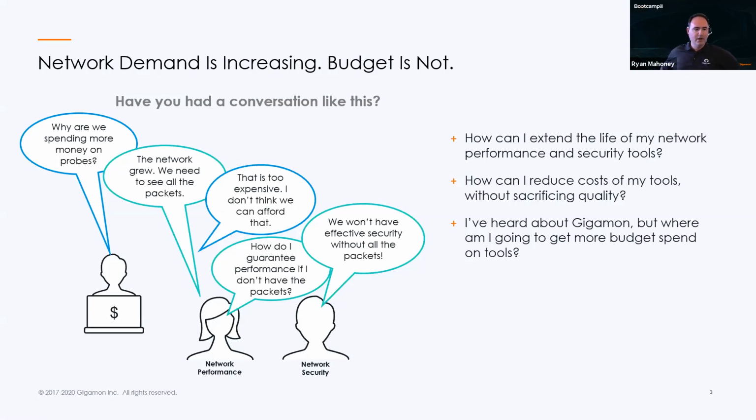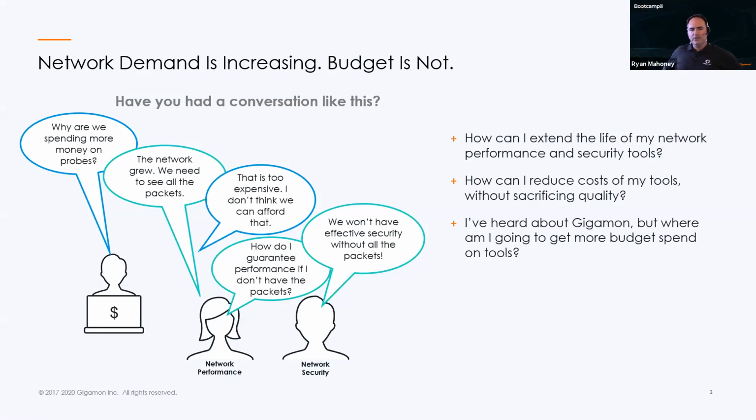It usually starts with someone either in finance or someone who is in charge of the spending, just asking very simple, basic questions on why do we keep spending more money on probes? Seems like we spend more this year than we did last year, than we did the year before. And it's all because the network is growing. And the network performance teams, rightly so, want to see every packet so that they can guarantee performance. Similarly, the network security teams want to see every packet so they can guarantee security.